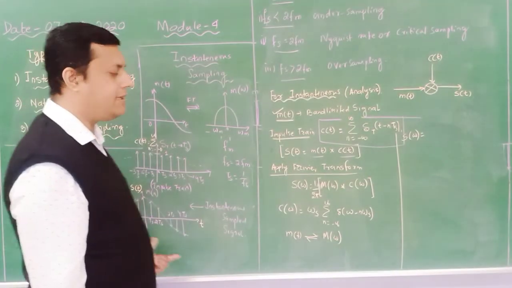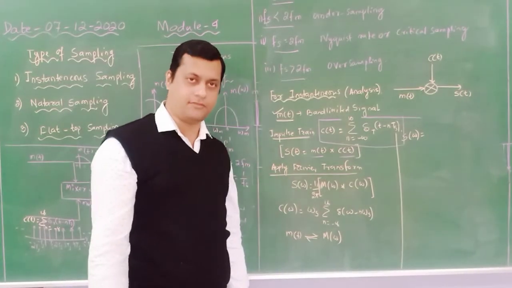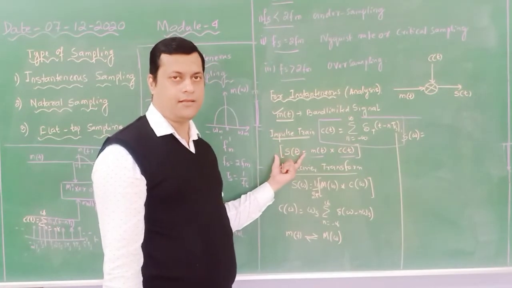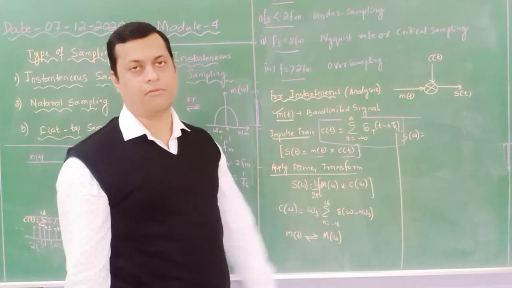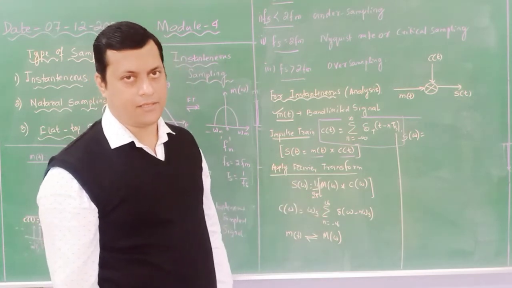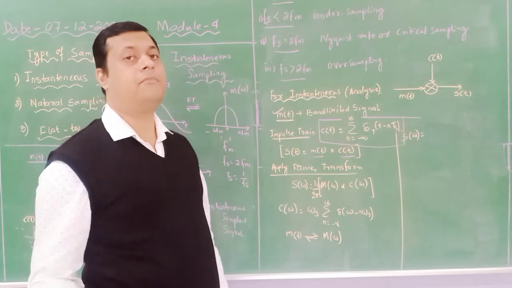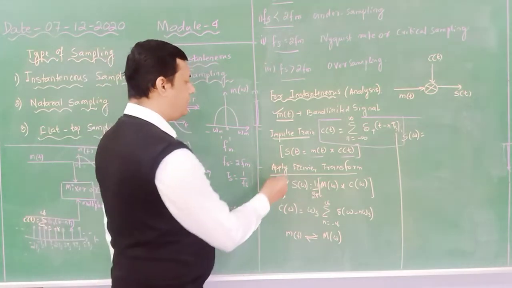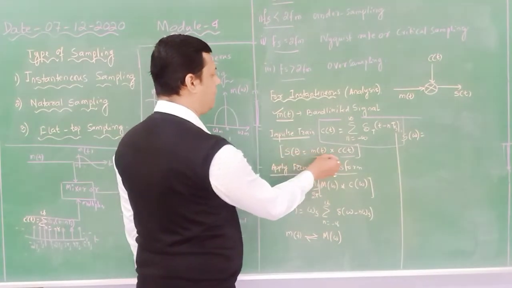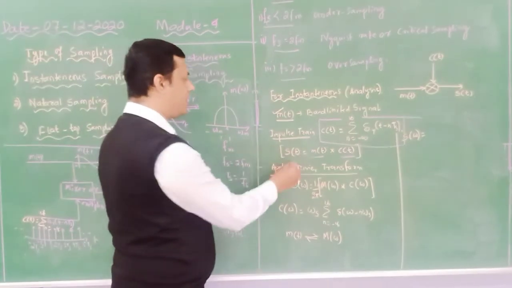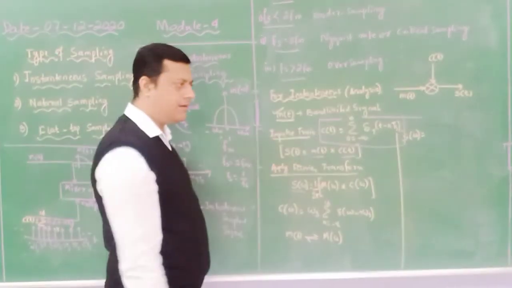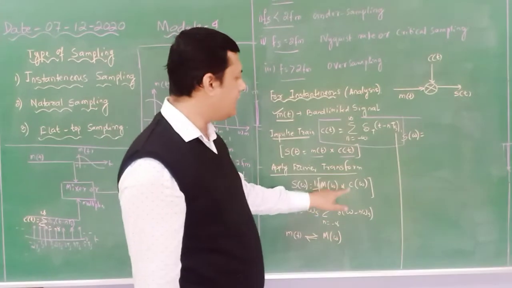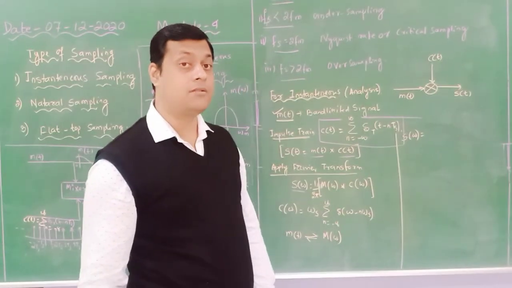Then next, we need to analyze it with respect to spectrums. For that, we need to apply the Fourier transform to this equation. As we know, the Fourier transform has a property called the multiplication property. If the Fourier transform is applied on a multiplication, the result we get is a convolution. So here s(t) is equal to m(t) into c(t). When you take the Fourier transform, s(t) becomes S(omega), m(t) becomes M(omega), multiplication becomes convolution, and c(t) becomes C(omega), the whole divided by 2 pi.